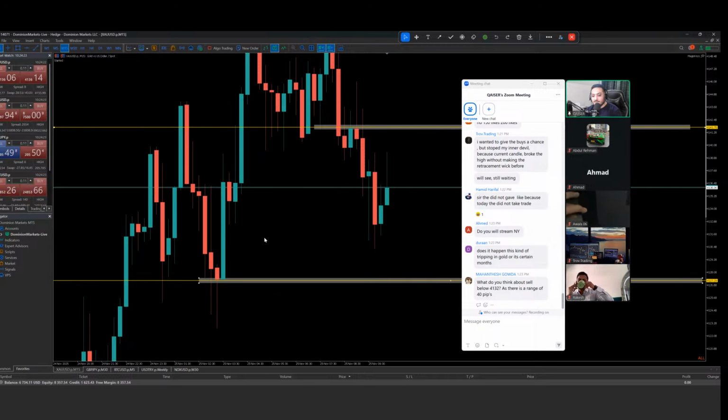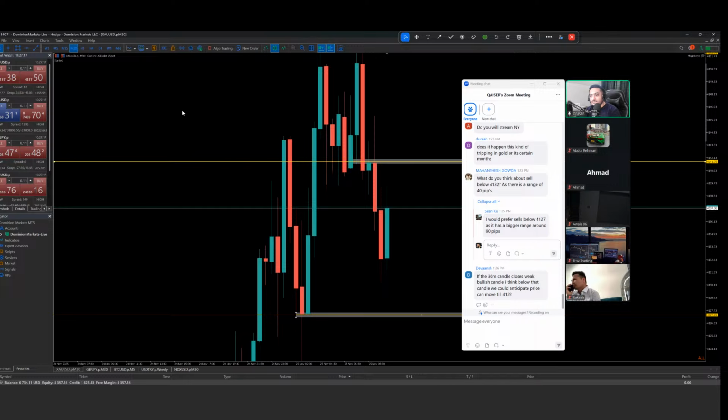What do you think about a sell below 4132, as there is a range of 40 pips? We'll see. The trend lines are far from our 32. Where is 32? Why did you want to take a sell off of 32? There's nothing on 32, somewhere here. Oh, it's not a tradable range, I would say.